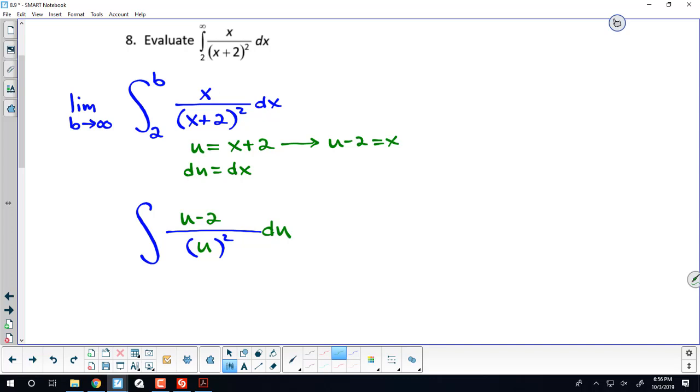Hopefully we've seen enough of these types of problems that we know what to do from this point. What are we going to do from here? We're going to split that up, right? We've got u over u squared and minus 2 over u squared. We'll just go ahead and simplify this. So u over u squared gives us 1 over u du. Then we have minus 2 u to the negative 2.